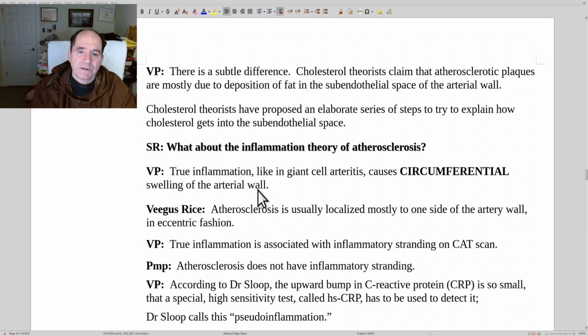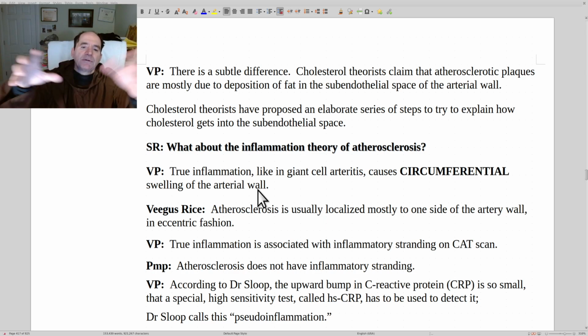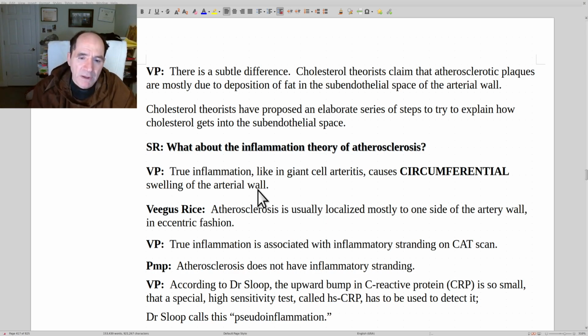And the reason why is I've seen tons and tons. I look at arteries every day, and I seldom see inflammation around the artery. If you have true inflammation, something like a rare disease called giant cell arteritis, you see inflammatory stranding in the fat adjacent to the artery. But you don't see that with atherosclerosis. There's a rare type of abdominal aorta aneurysm, we call it an inflammatory aneurysm, where you'll see inflammatory stranding around the aorta, but you don't usually see that. I see thousands of these, okay? You just don't see that inflammation.